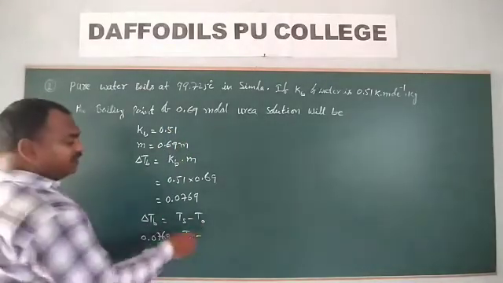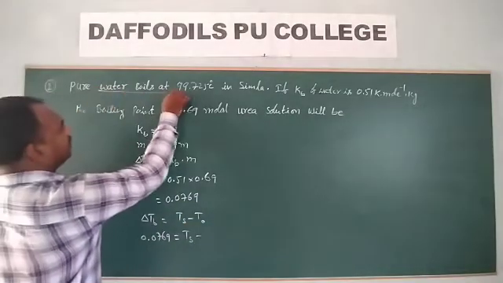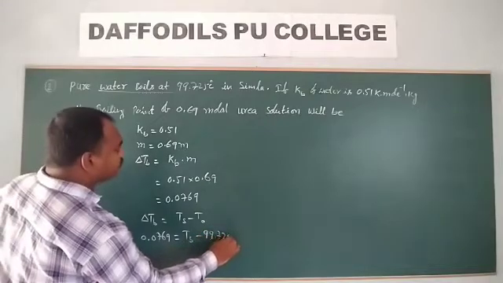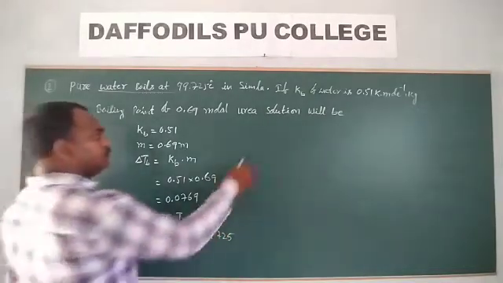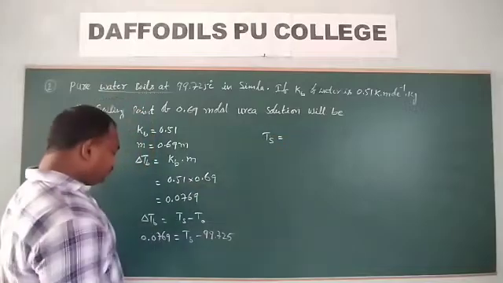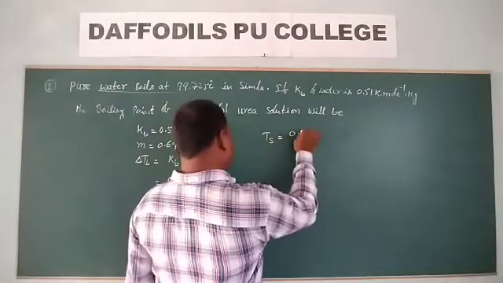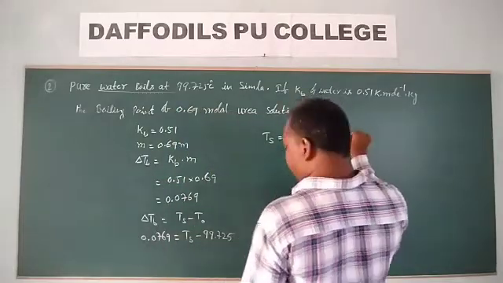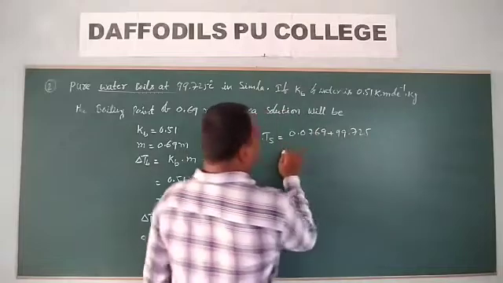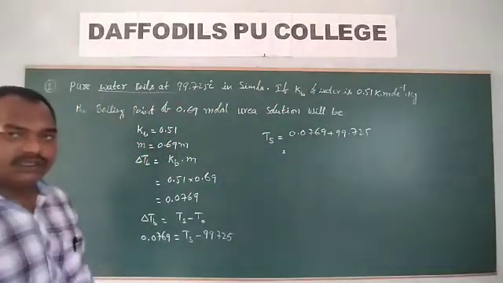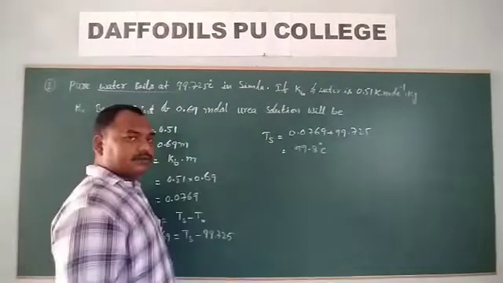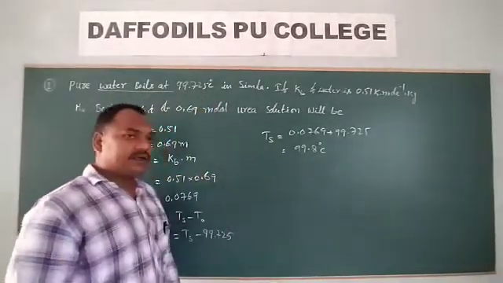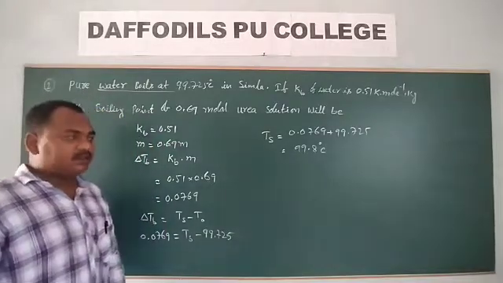Ts is, we have to find out the Ts. T naught, pure water boils at, is given, the T naught value 99.725. So Ts is equal to 0.0769 plus 99.72, and these two things we will get the Ts equal to 99.8 degree centigrade. So this is about the second problem.